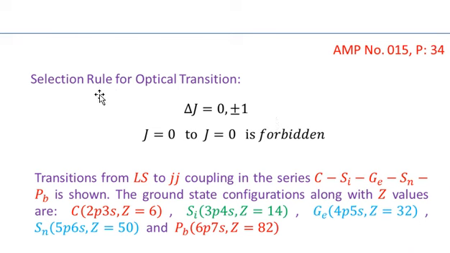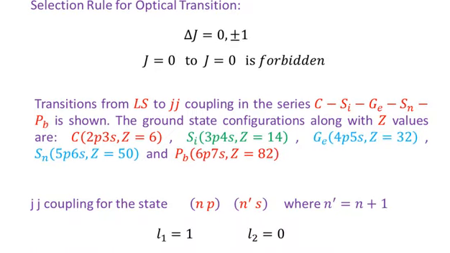The selection rule for the optical transition for the JJ coupling is delta J equal to 0, plus or minus 1. And the J equal to 0 to J equal to 0 transition is forbidden. That is, if both states have the value J equal to 0, then the transition between them will not be possible. However, if one state has J equal to 3 by 2 and the other state also has J equal to 3 by 2, then the difference between them will be equal to 0, and of course such a transition will be possible.